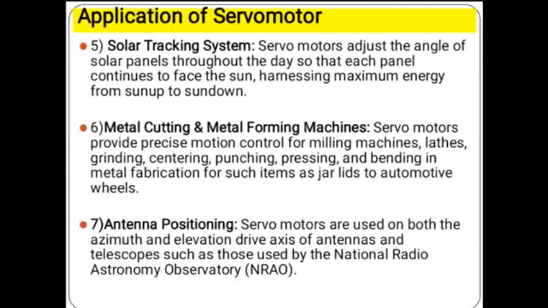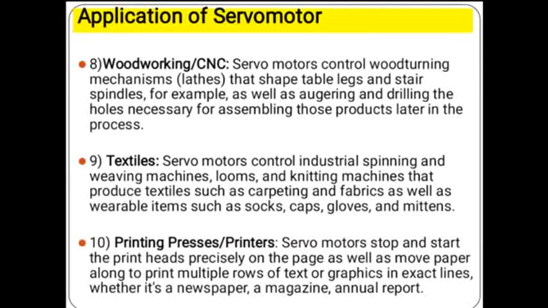The next one is antenna positioning. Servo motors are used on both the azimuth and elevation drive axes of antennas and telescopes, such as those used by the National Radio Astronomy Observatory. The next one is woodworking or CNC. The servo motor controls wood turning mechanisms such as a lathe that shapes table legs and stair spindles, for example, as well as augering and drilling the holes necessary for assembling those products later in the process.